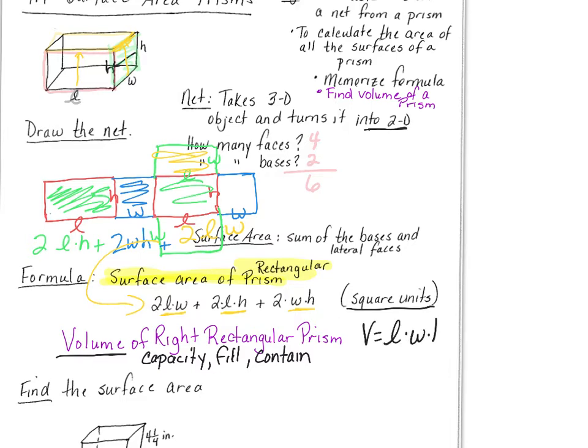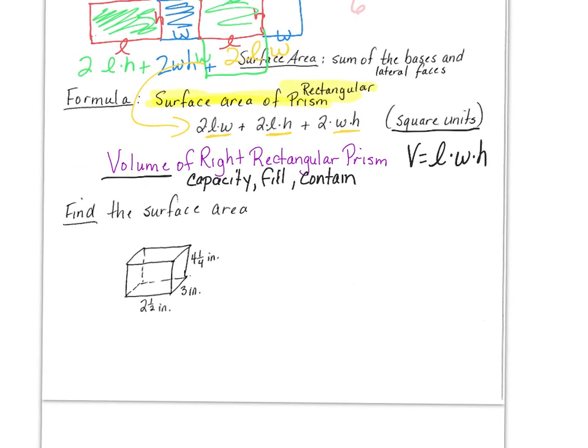times width times height. Okay, so we're going to find the surface area, and then we're going to also find the volume. So if you're going to draw this net out, let's just sketch it real quick. We have 2 of them that look like this. So 2 of the front and back. That's 2 1/2 by 4 1/4. There'd be another one back here, same dimensions, 2 1/2 by 4 1/4. Then we have this one connected.